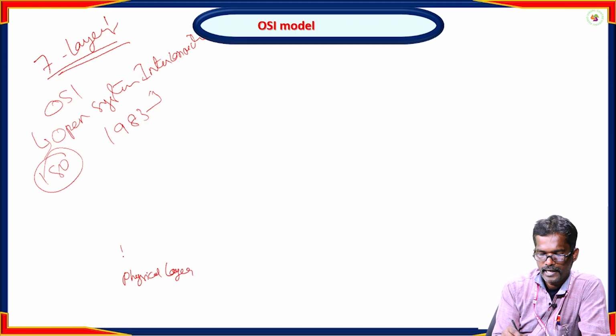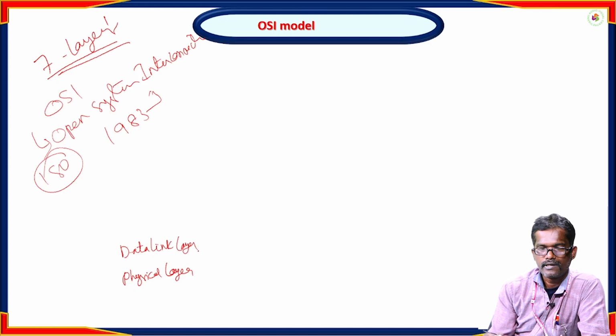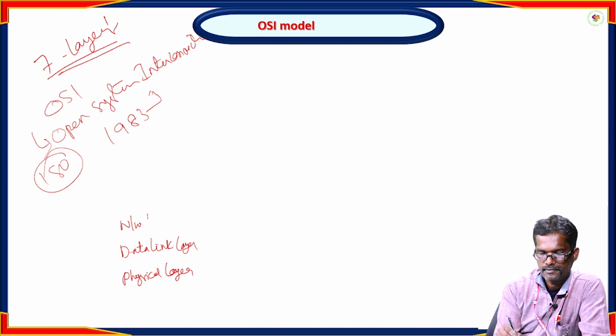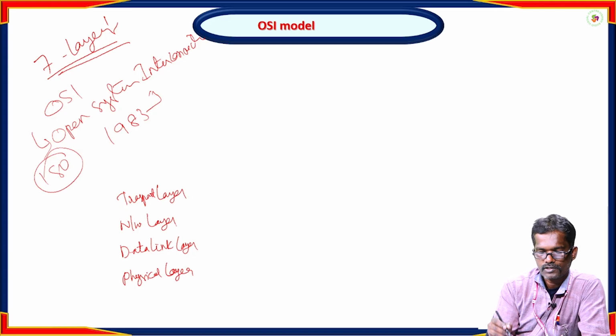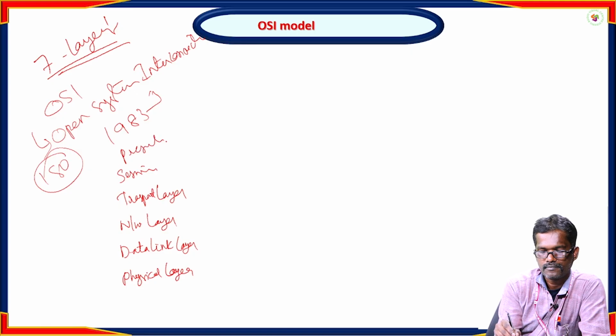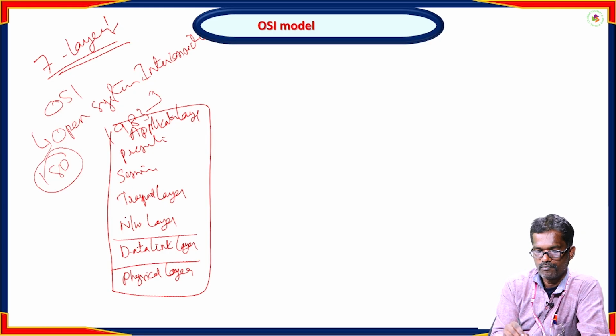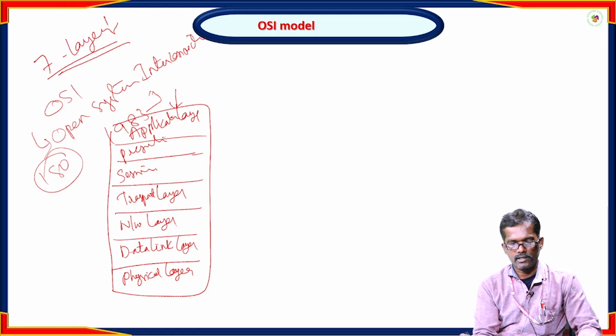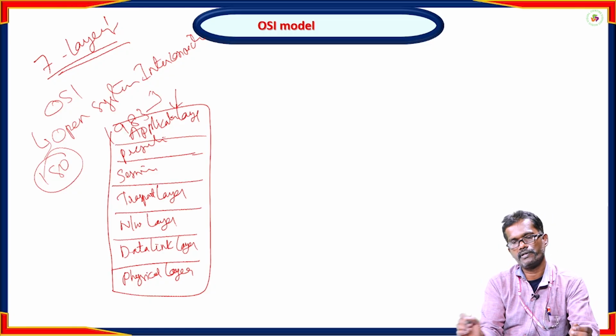Physical layer, data link layer, network layer, transport layer, session layer, presentation layer, and application layer. These are the 7 layers present in the OSI model. We will go in depth into the different types of protocols and how they are linked.